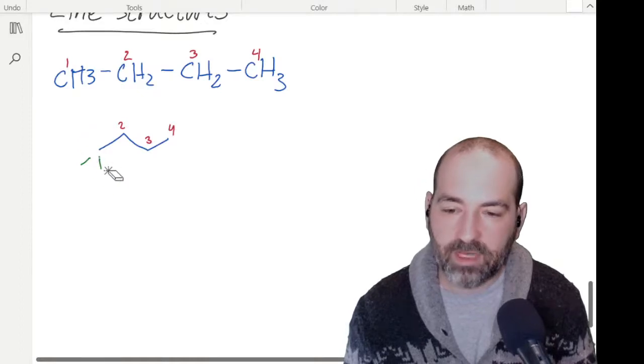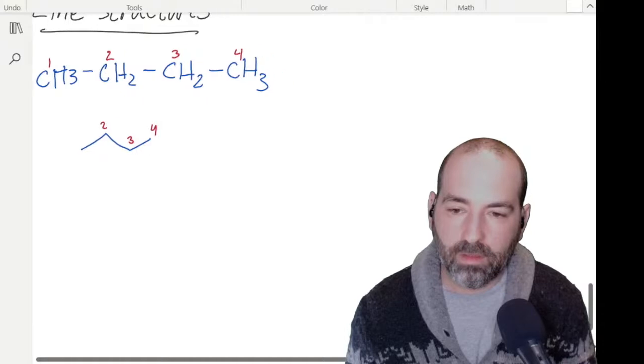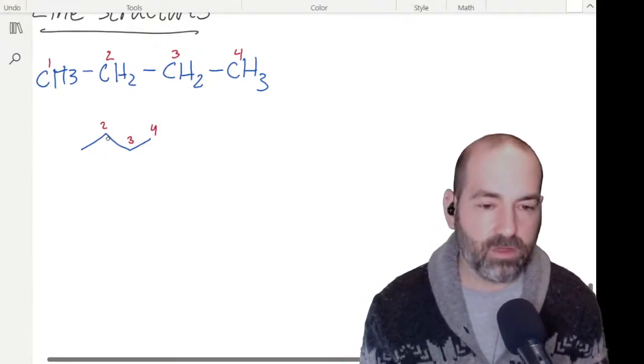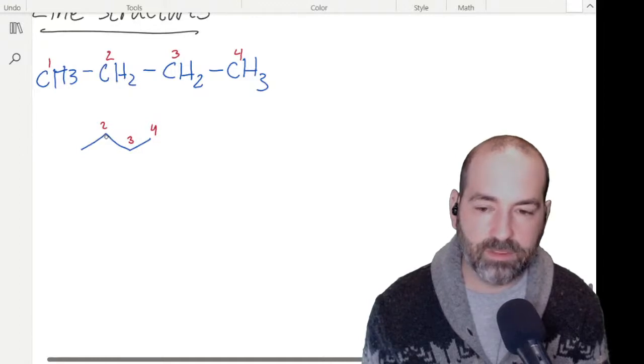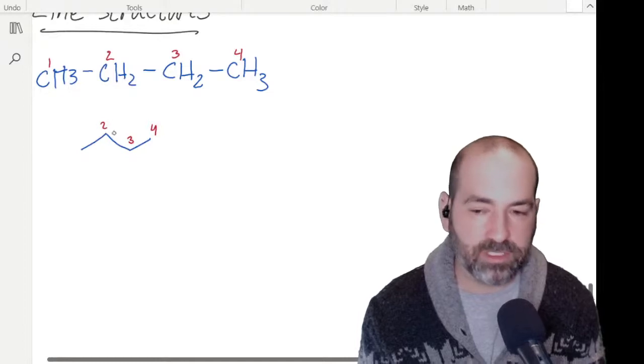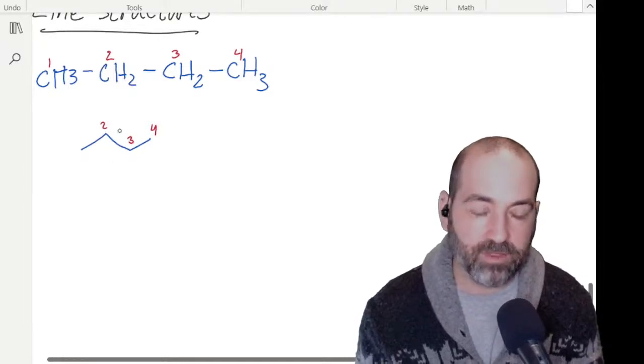If we move over then to number 2, same thing. We look at what's shown there, which is carbon with 2 lines. And then we know there must be 2 other connections there. And those represent the hydrogens.